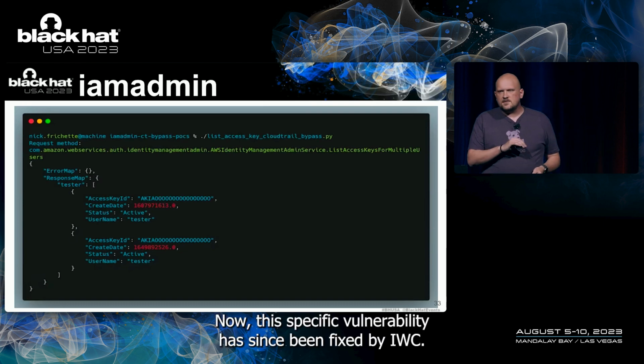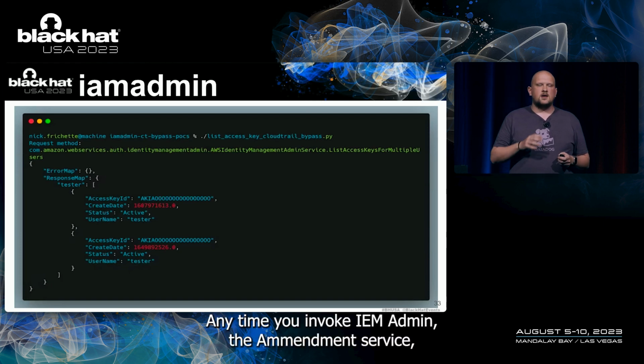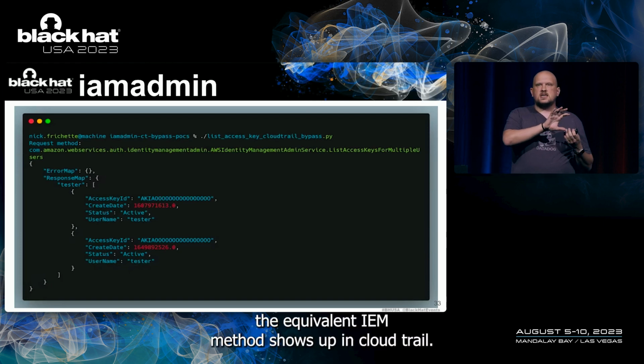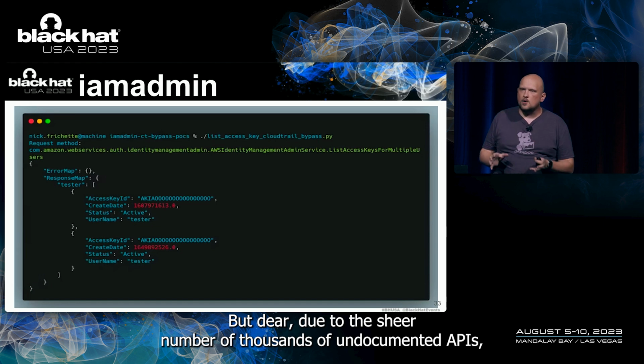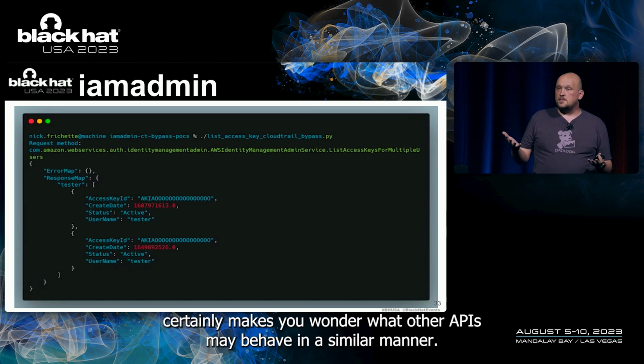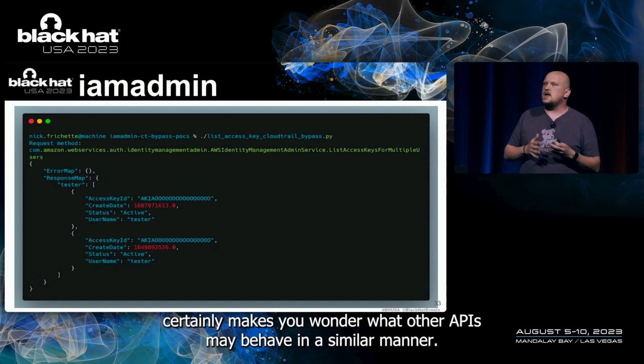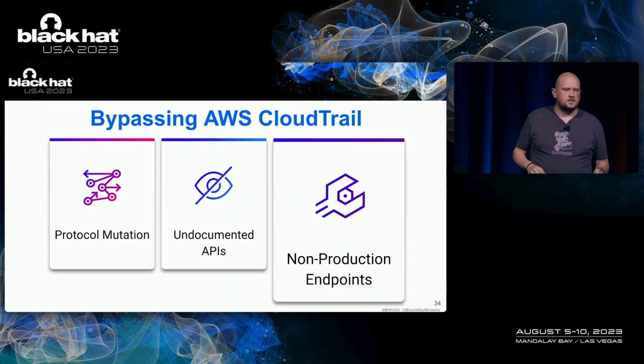Now, this specific vulnerability has since been fixed by AWS. Anytime you invoke the IAM admin service, the equivalent IAM method shows up in CloudTrail. But due to the sheer number of thousands of undocumented APIs, it certainly makes you wonder what other APIs may behave in a similar manner.